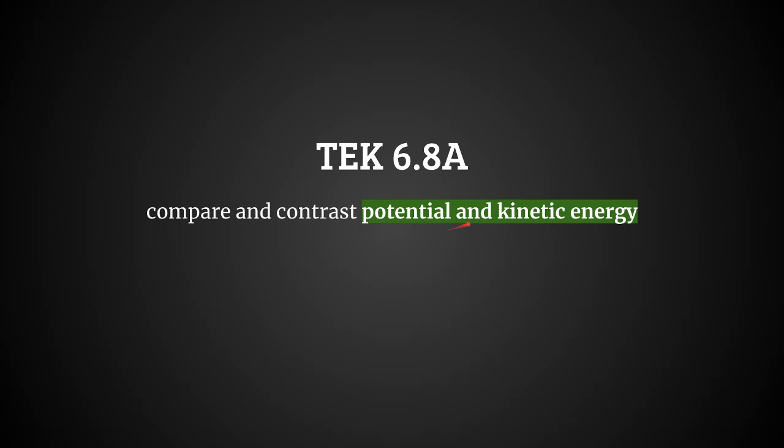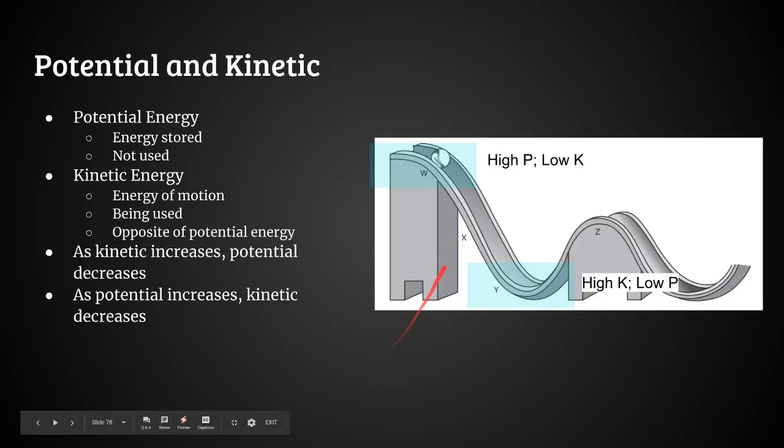Moving on, potential and kinetic energy. We see here that high potential is going to be up here. Potential energy is energy that is stored, not being used yet. It is typically influenced by the height. The higher up you go, the more potential you probably have. Kinetic is the energy of motion, so whenever you start going down the hill, that's when the kinetic energy comes in. It's the opposite of potential energy, so as potential energy decreases, kinetic will increase, and as kinetic decreases, potential will increase.